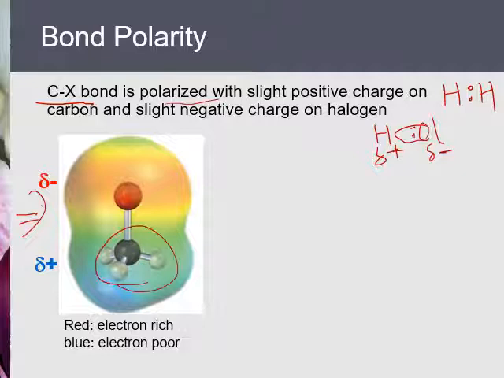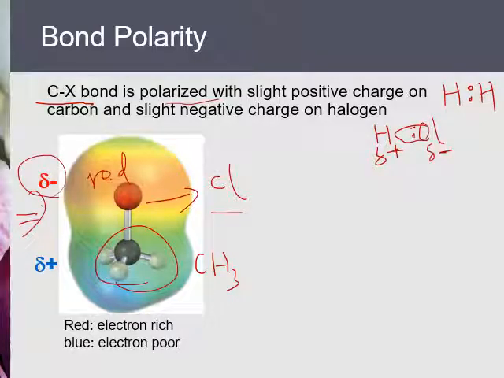So this is a methyl group. The center, the black one, is carbon, so it's a CH3, and this is chlorine. So the calculation shows chlorine has more electron density, so it's partially negative. We use red color, okay, the red color indicates it has a high electron density. It's a partially negative charge. On the other hand, the carbon has less electron density. It's partially positive, and we use blue color to indicate the positive charge.